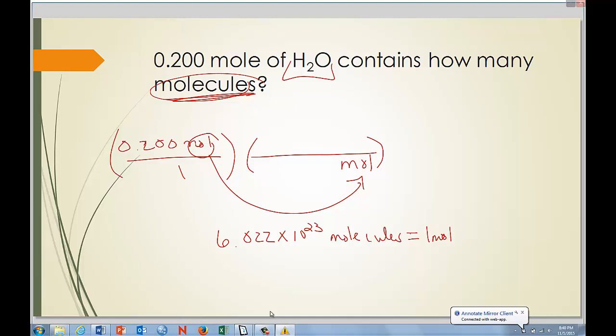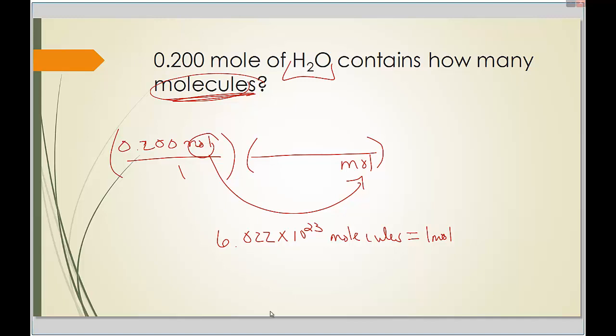Alright, so 6.022 times 10 to the 23rd molecules is equal to 1 mole. So we have moles on the bottom. 1 goes with moles. And then 6.022 times 10 to the 23rd molecules goes on top. So it'd be 0.2 times 6.022 times 10 to the 23rd. That comes out to be 1.20 times 10 to the 23rd molecules.